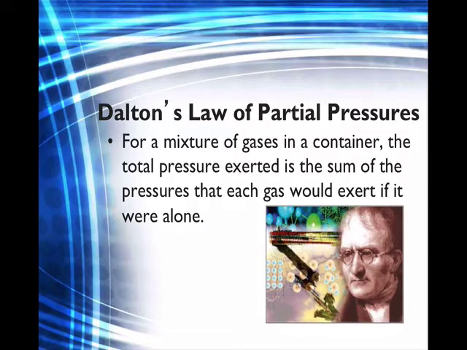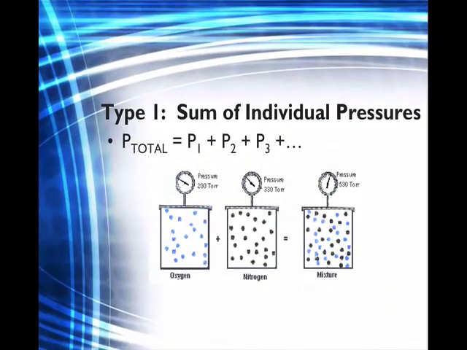So what we can do is we can look at if we have a mixture of gases and we know their individual partial pressures, or how much pressure each gas exerts on its own, then we can add those up and we can get the total pressure of the new mixture in the container. There are three different types of partial pressure problems, and the first type is as simple as finding the total pressure by adding each of the individual pressures of each gas. So the total pressure is equal to the pressure of the first gas plus the pressure of the second gas, and so on for however many gases you have.